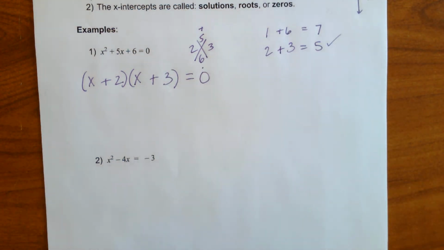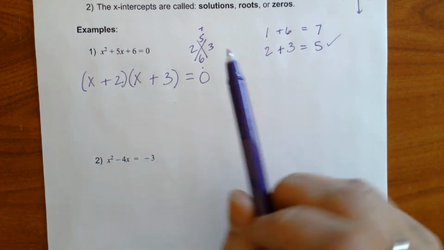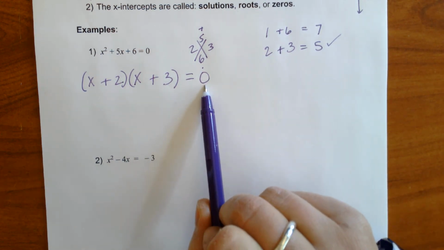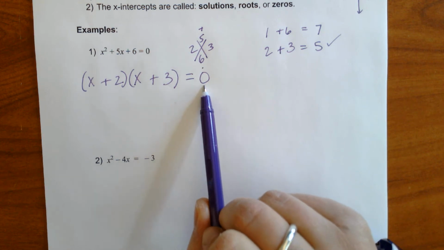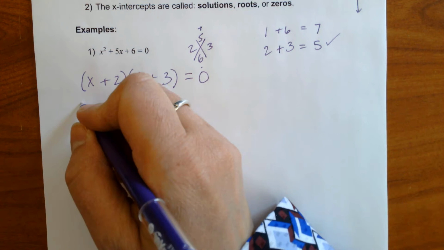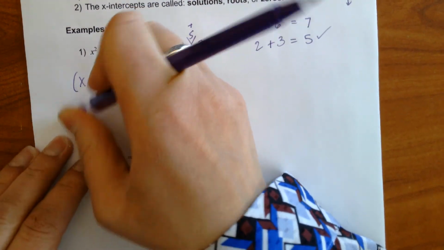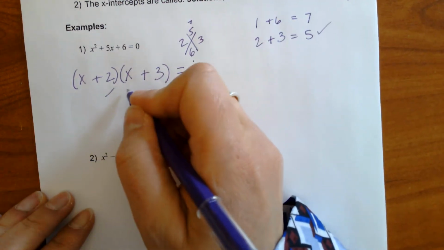So now I've factored. The reason why I need to factor is because I need to solve. When we solve, we need to find out what the value of x is. Please notice this is set equal to 0. This has to be set equal to 0 for us to use this method, because what we're going to be doing is splitting these two up.